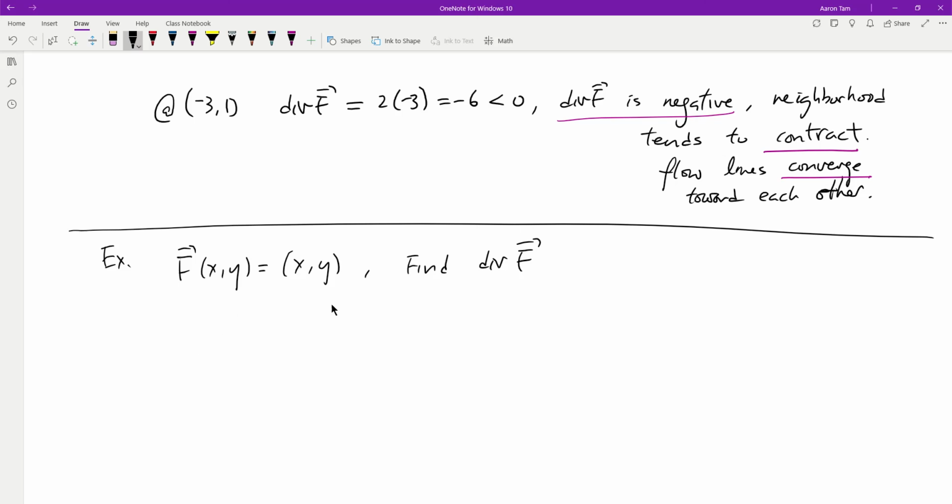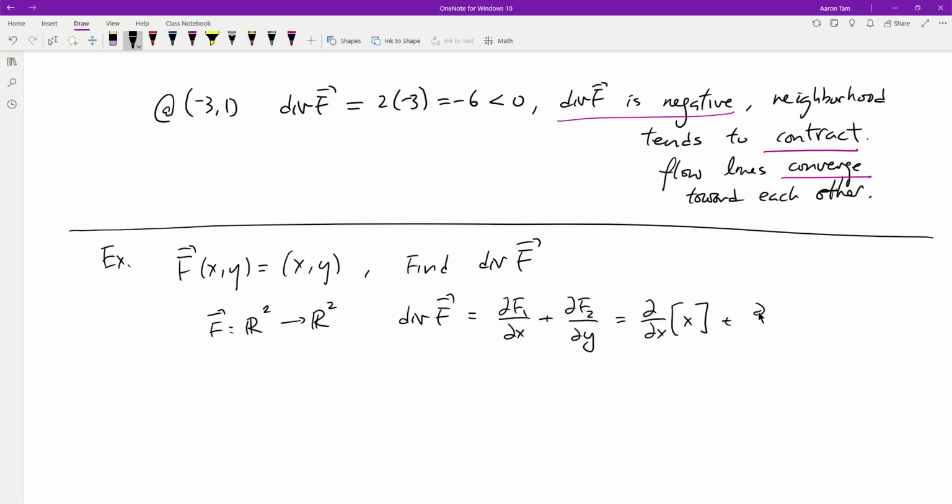So remember, in this case, f maps from R2 to R2. So therefore, the divergence of f would just be df1 over dx plus df2 over dy, which in this case is d over dx of x plus d over dy of y. And so in this case, it actually comes out to be 1 plus 1, which is 2. Now, notice in this case that the divergence of f is equal to 2, which is a constant.